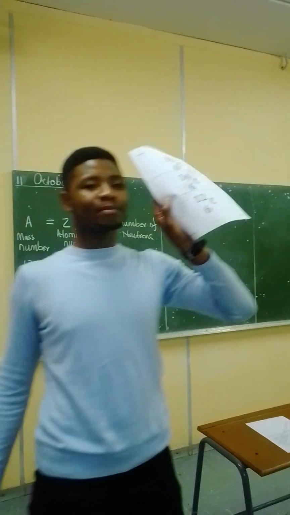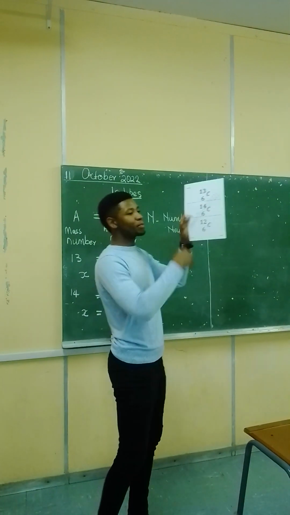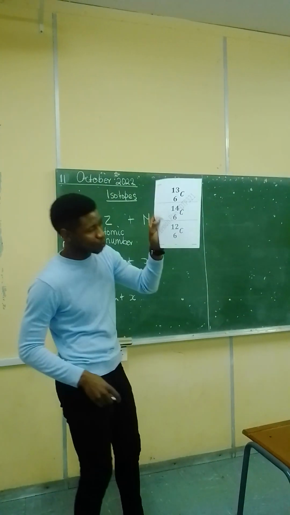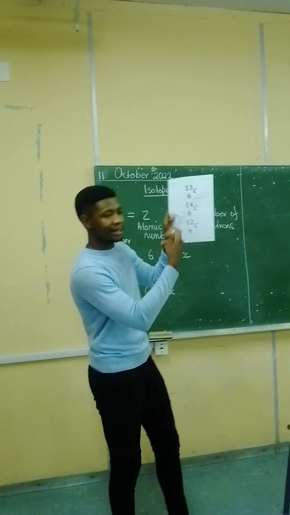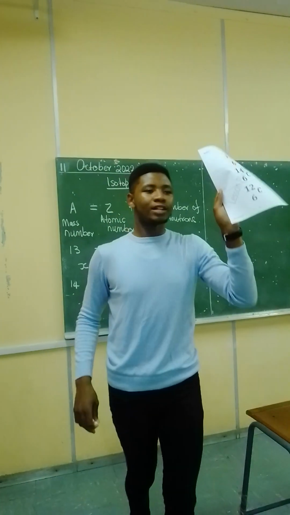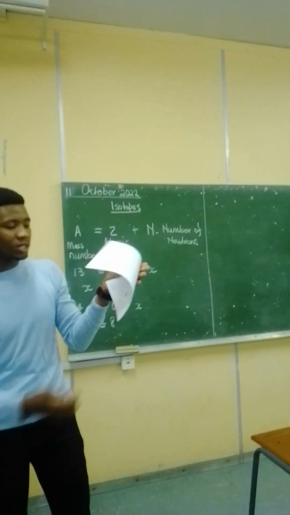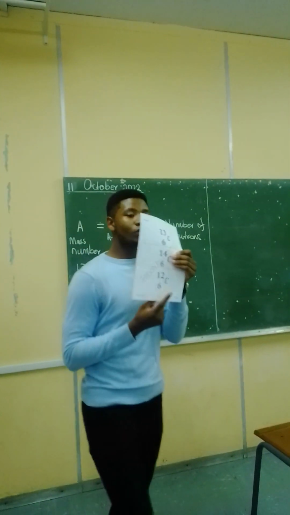What is the mass number here? The mass number in this case is 12, and the proton number, or the number of protons or atomic number, is what? It's 6. So without writing on the board, what's the number of neutrons there? Because I'm sure you've seen the procedure here.